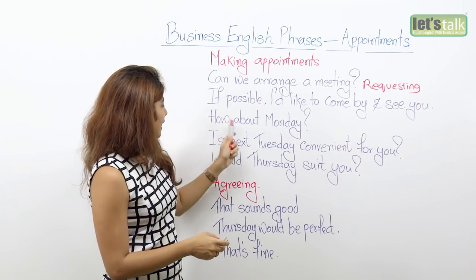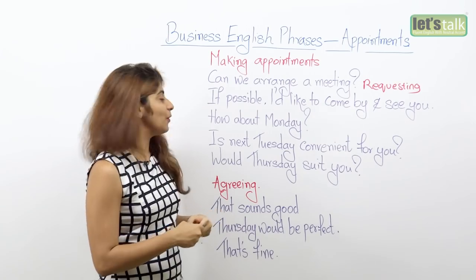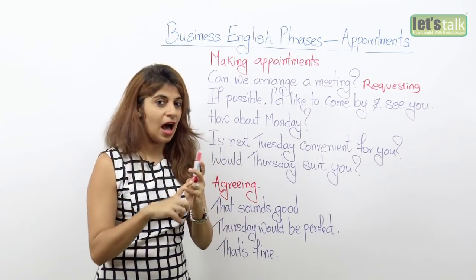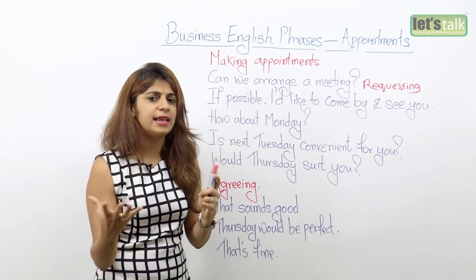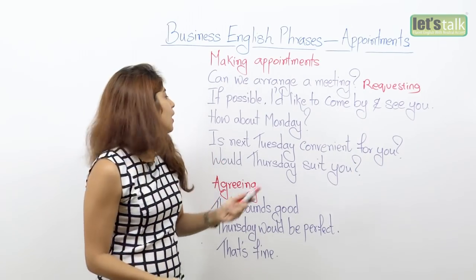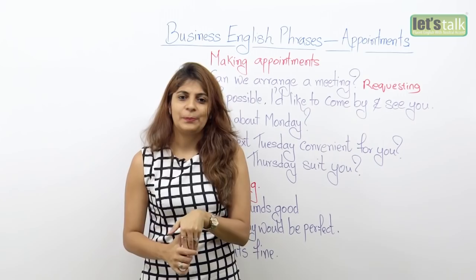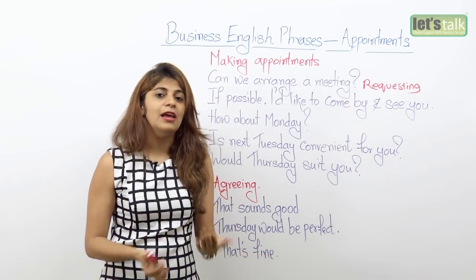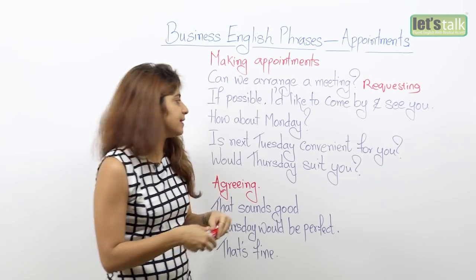So go ahead and use these two phrases when you're requesting. Now let's look at the other three phrases here on the board. So here you are fixing on a time, or rather suggesting a time and day. How about Monday? So you say, how about Monday, or how about Wednesday? You are asking, or you're suggesting.